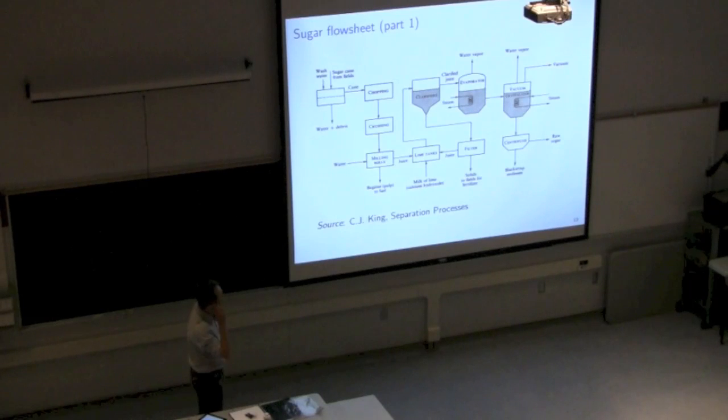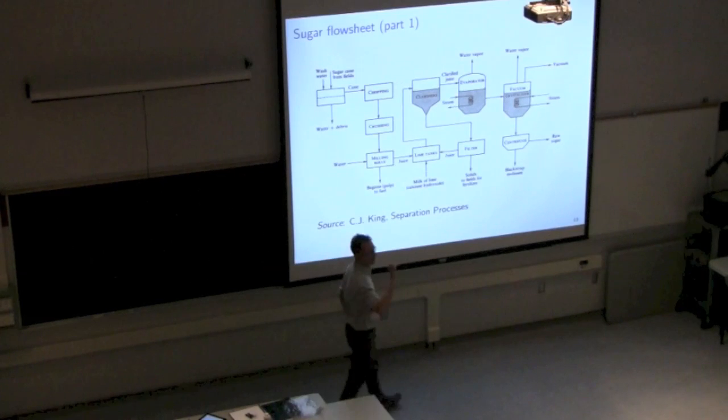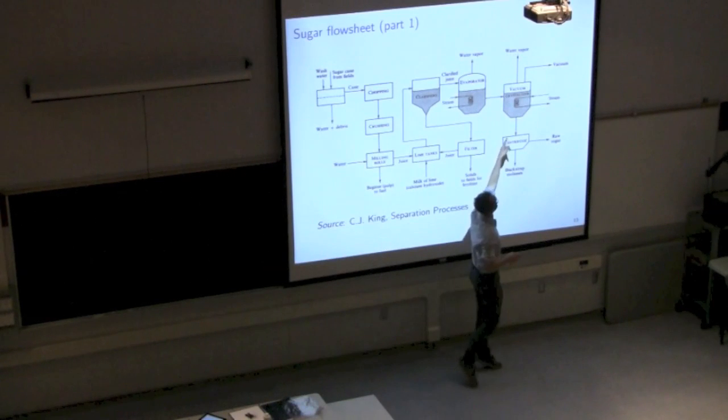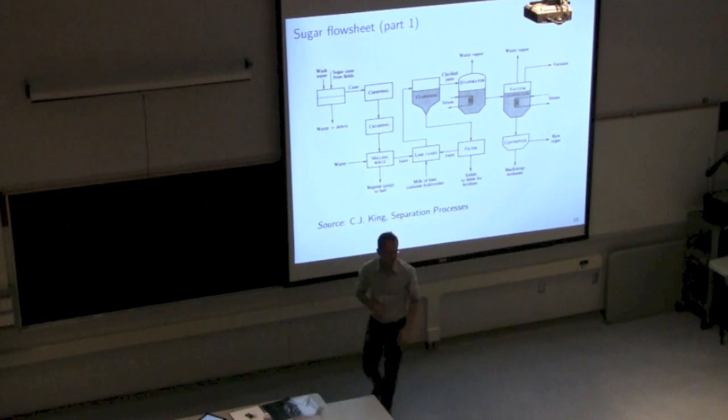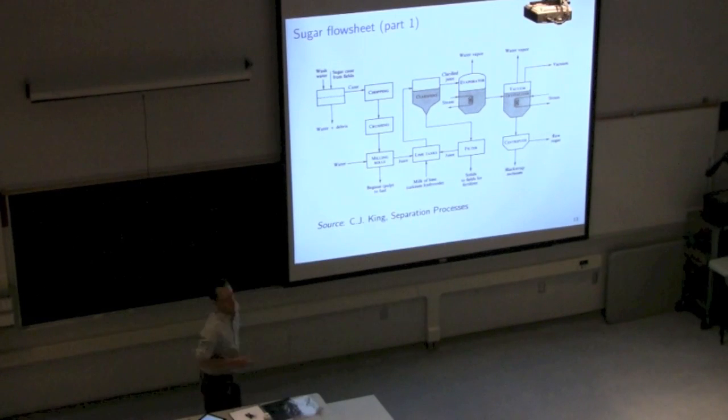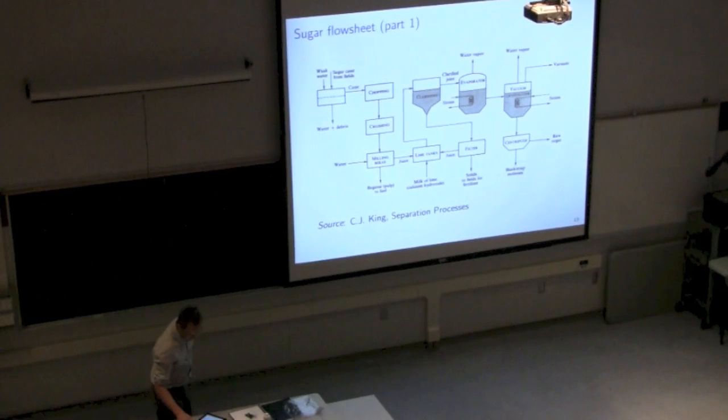We're going to look at the filters in 2-3 weeks from now. You saw the guy adding a little bit of that white liquid into the crystallizer to initiate the crystallization process, and then the centrifuges. And that's the first half of the flow sheet.